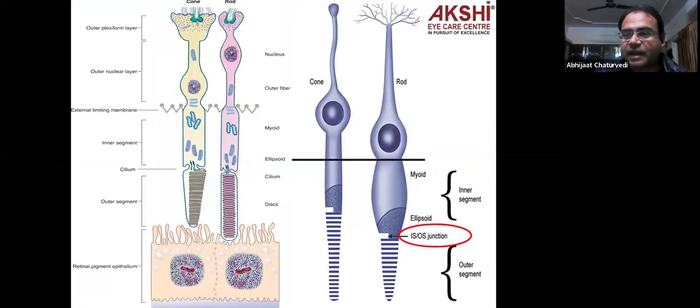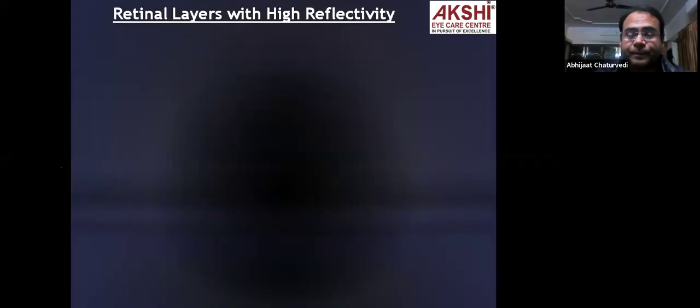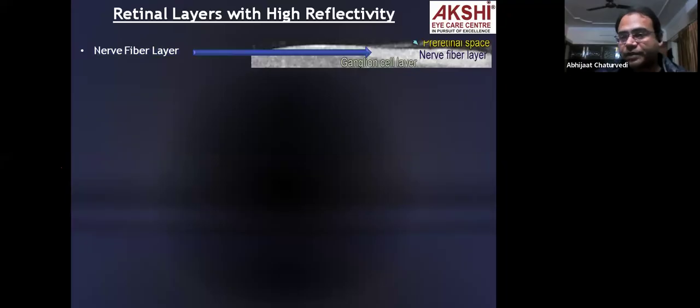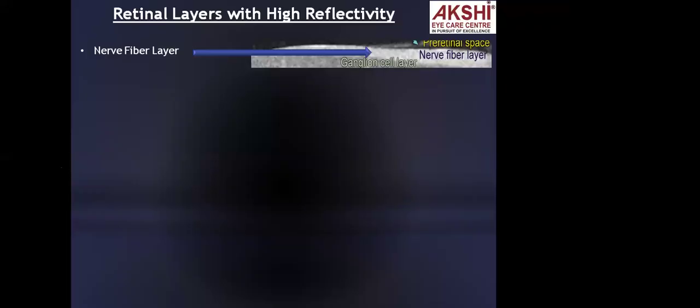So once this anatomy is clear to you, you can very well go ahead and try to correlate it in the OCT. Now the layers have been divided based on the reflectivities. The first is the nerve fiber layer, which is one of the innermost layers, and it is a very broad layer. It is one of the most highly reflective layers.